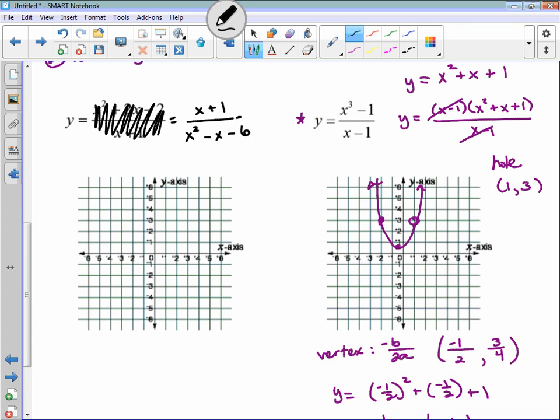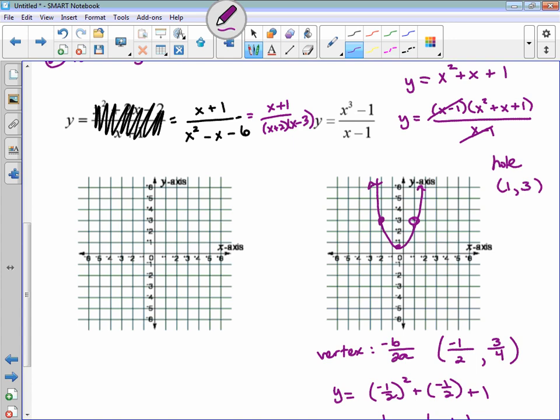Alright, we'll do that. X plus 1 over x squared minus x minus 6. Let's go ahead and factor it. In the numerator, we're leaving x plus 1. What does your denominator factor into? X plus 2, yep, x minus 3, good. Does anything cancel out? No. So you don't have any holes to worry about.